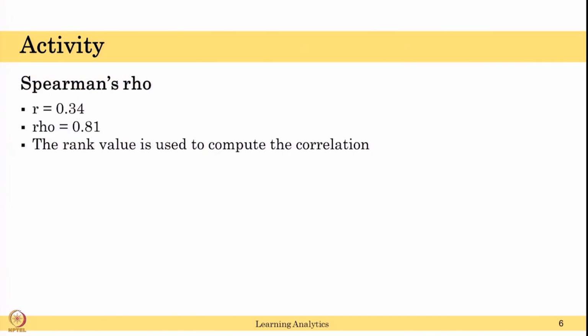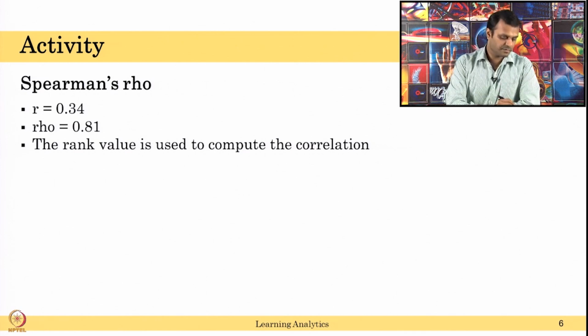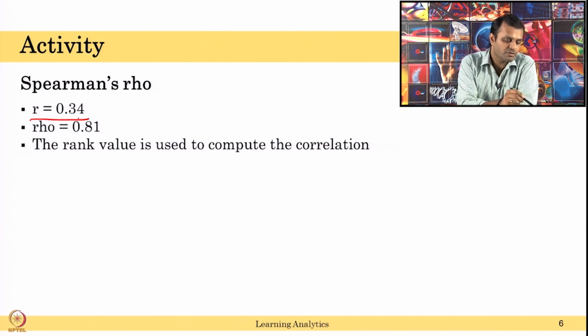So the Spearman's rho for that particular plot is 0.81, but the correlation coefficient R is 0.34. Because there is an outlier, the line tries to fit all the points and there is a huge difference between the points and the line. So the R value is going low, but rho is good; rho is not sensitive to that outlier. Okay. So it can handle the outliers also. The rank value is used to compute the correlation.